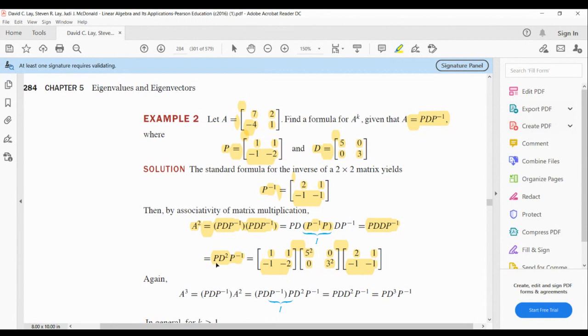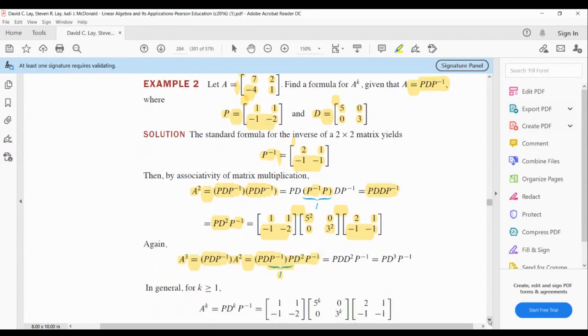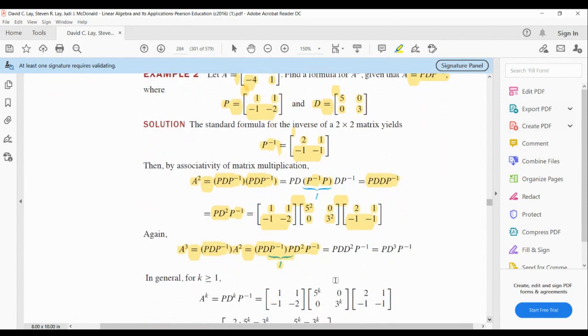So A squared is P times D squared times P inverse. On the other hand, A cubed turns out to be, by the fact that you've got P inverse times P in the center here, which is the identity, P times D cubed times P inverse.